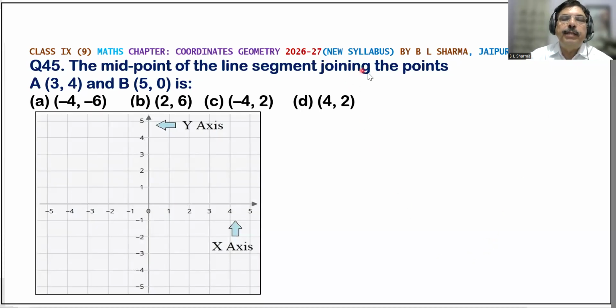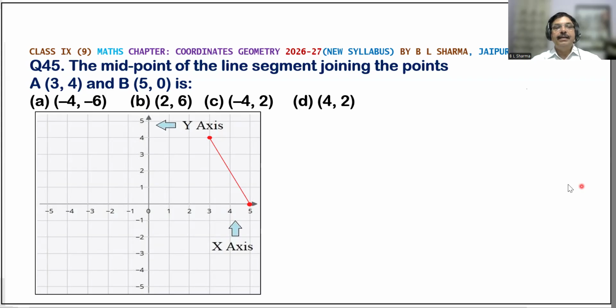The midpoint of the line segment joining the points A(3, 4) and B(5, 0) is... यहाँ पे दो पॉइंट दे रखे हैं, means the coordinates of the two points are given. The coordinates of point A are 3, 4 and point B are 5, 0. इसको हम पहले विजुलाइज करते हैं. Say this point is 3, 4, point A, and this point is 5, 0, point B. And we need the midpoint of this line segment.